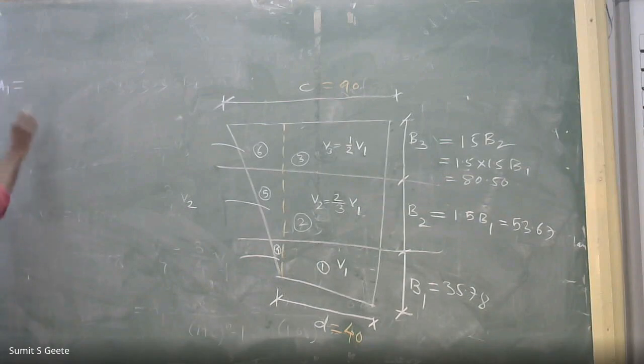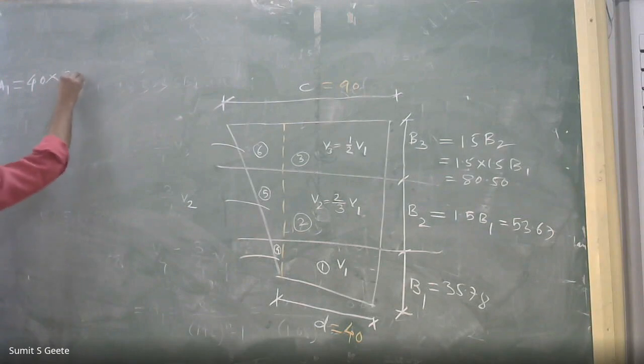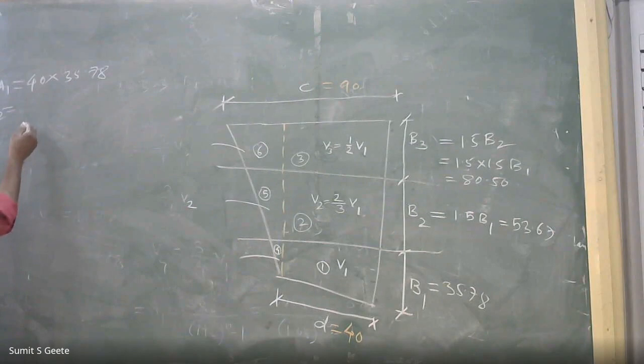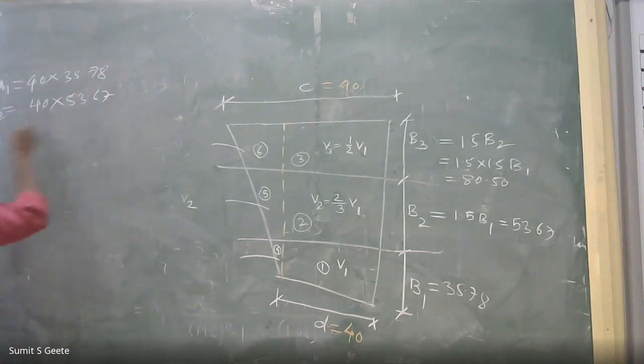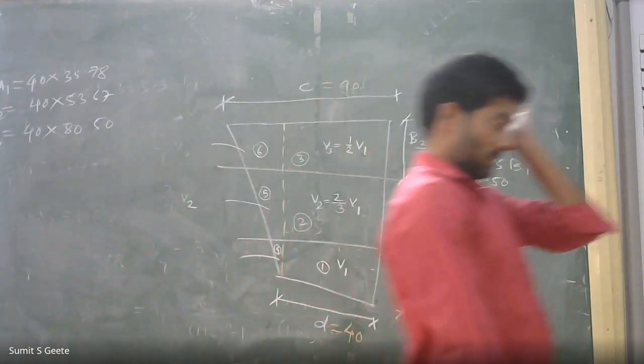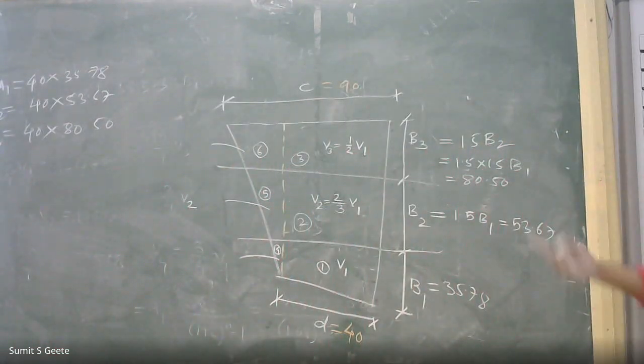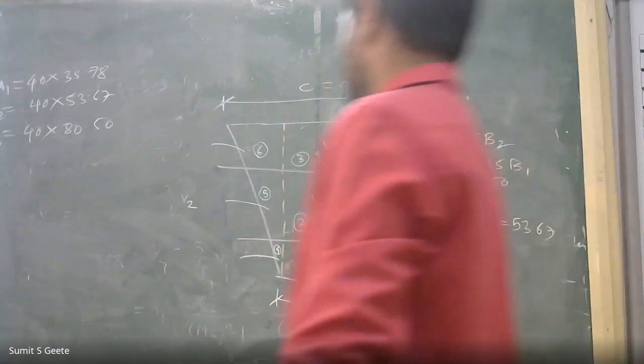To calculate area A1 to A3: A1 is nothing but 40 multiplied by 35.78. A2 is 40 into 53.67, and A3 is 40 into 80.50. So these are A1 to A3. Some kind of calculation is required for A4, A5 and A6.